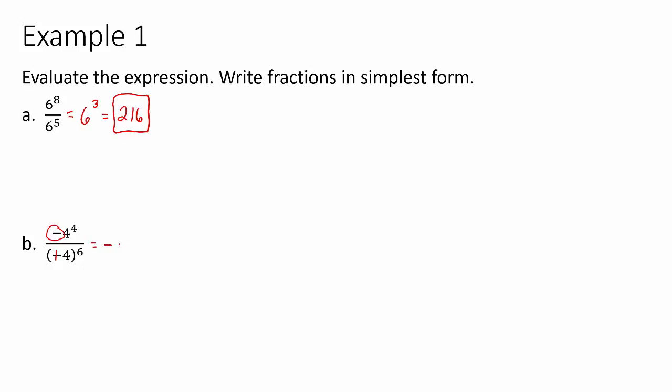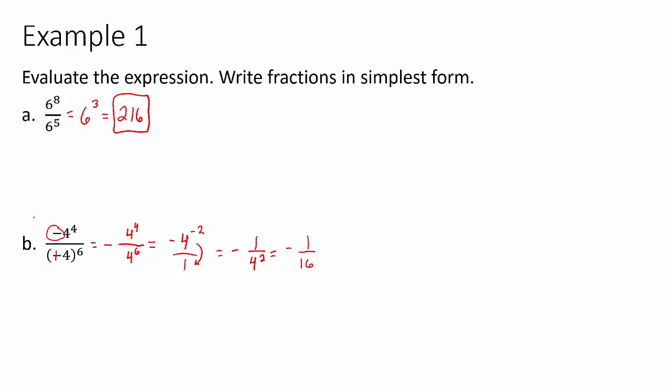Once I've worked out where our negatives should go, now I have 4 to the 4th over 4 to the 6th, and these now are like bases, and I can subtract their exponents. So I can say that this is 4 minus 6, which is negative 2, and then that tells me to move it down to the bottom. That means that I have negative 1 over 4 squared. Moving it down to the bottom made my exponent positive, and then that gives me negative 1 over 16.